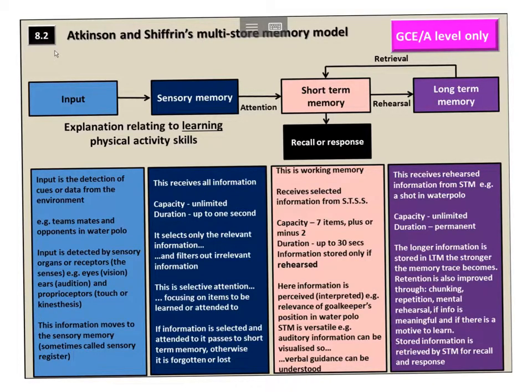Remember, think about a computer. Input, the processing, and then in here we've got the output. Right, that is Atkinson and Shiffrin's multi-store memory model. What I'd like to do now is pause it and try and use an example of your favourite sport and talk yourself through it.